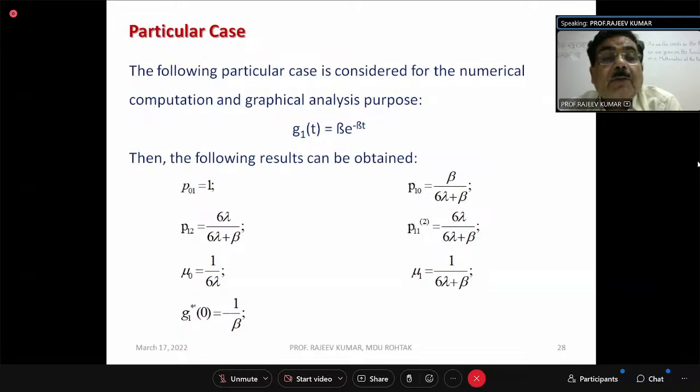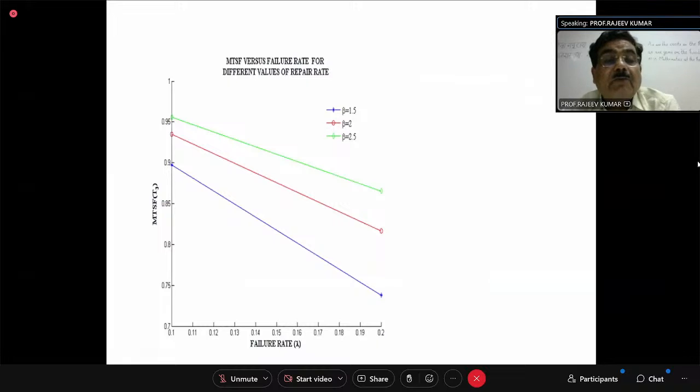Since we have taken the repair rate as G(t), for simplicity we have assumed that g1(t) is exponential. That is, the repair is done with a constant repair rate beta, and therefore beta e^(-beta t). And for this, we have carried out the computations for the steady state probability, and all the measures are computed for this particular case. Then we can have a graphic analysis.